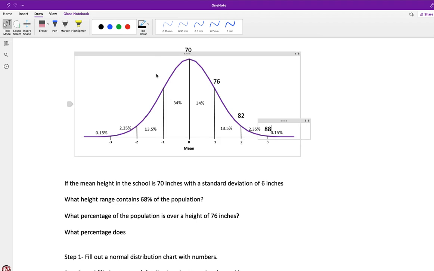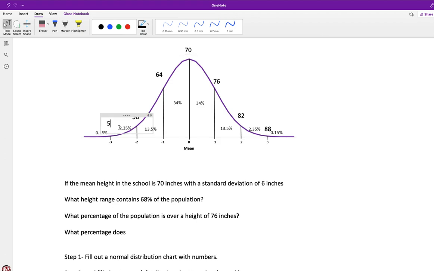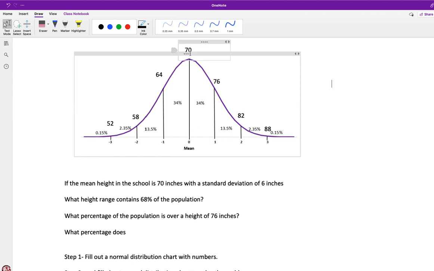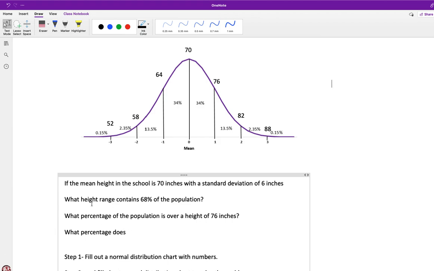Then as we go the other way, instead of adding, we are subtracting. So 64, 58, and 52. So the mean goes in the middle. Then we add our standard deviation as we go right, since they're positive numbers. And on this side, I subtract my standard deviation. So I've got my chart filled out. First success. So let's answer the first question.